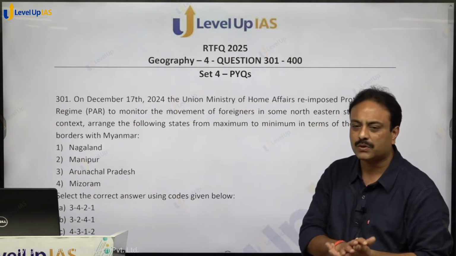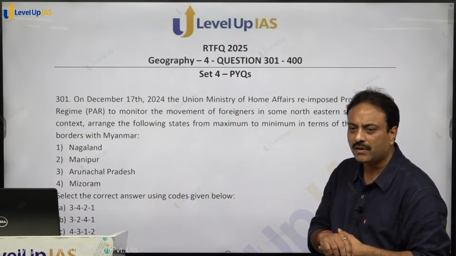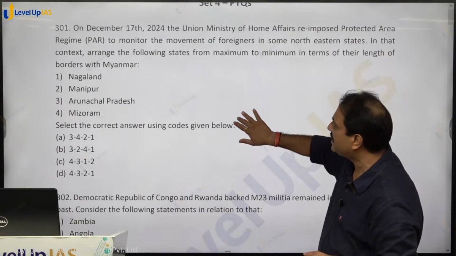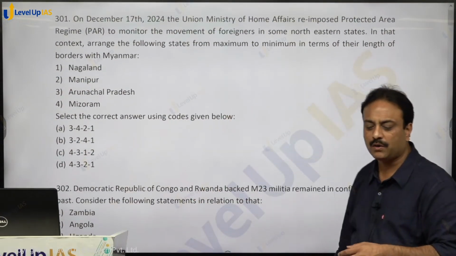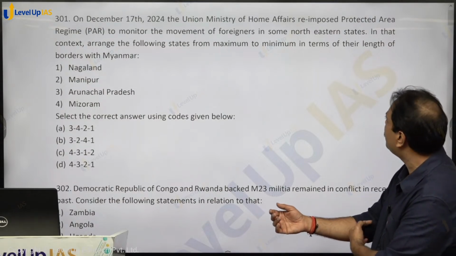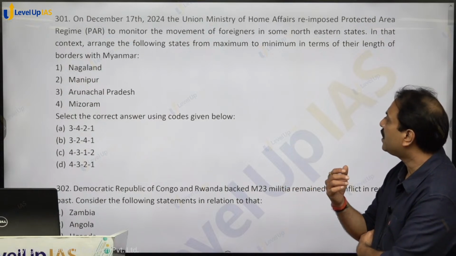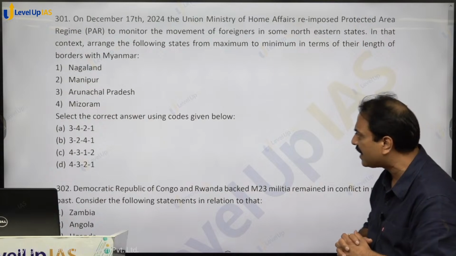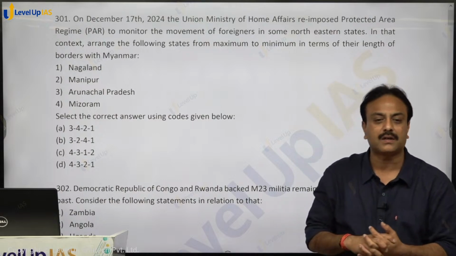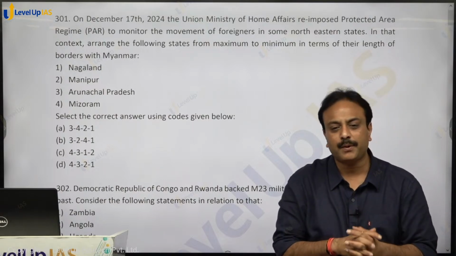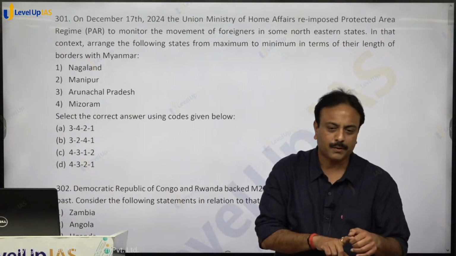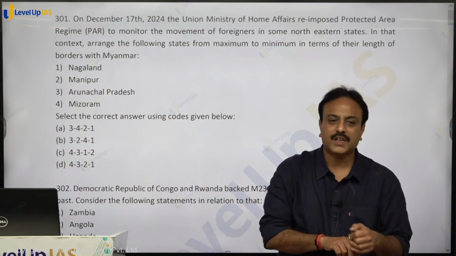Now we start with the map based questions which can be considered as relevant in your upcoming prelims examination. So starting with the first question in that series. Question number 1 or 301. On December 17, 2024, the Union Ministry of Home Affairs reimposed protected area regime to monitor the movement of foreigners in some northeastern states. In that context, arrange the following states from maximum to minimum in terms of their length of borders with Myanmar. That region has remained in dispute. Protected area regime, suna hai na? Protected area regime was reimposed. What is protected area regime?